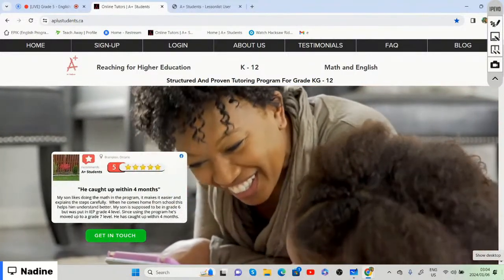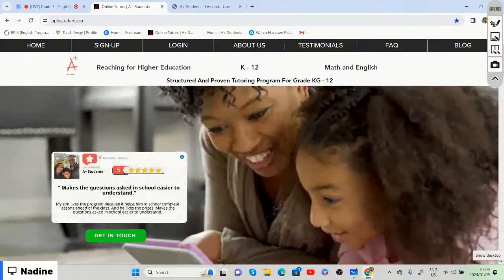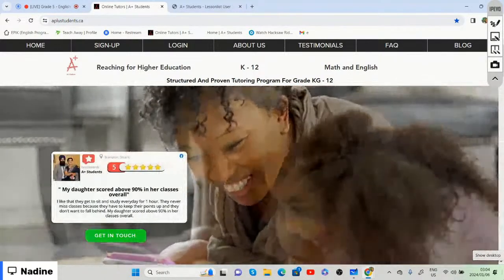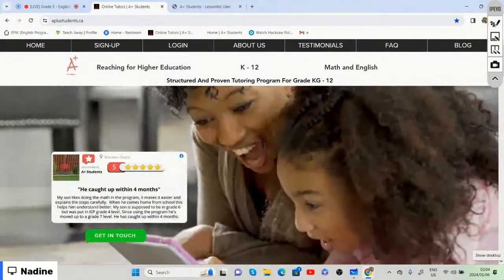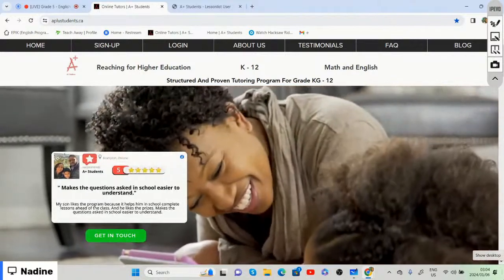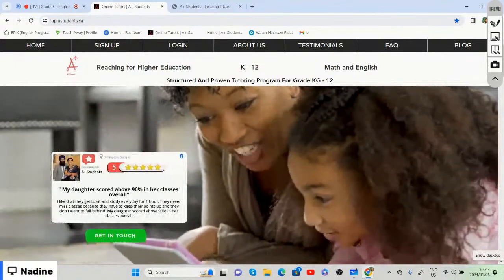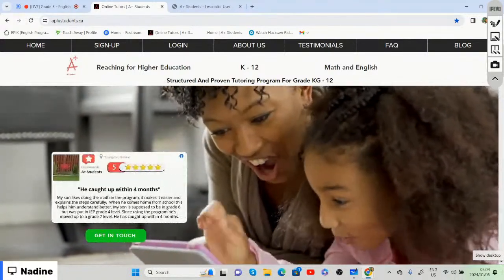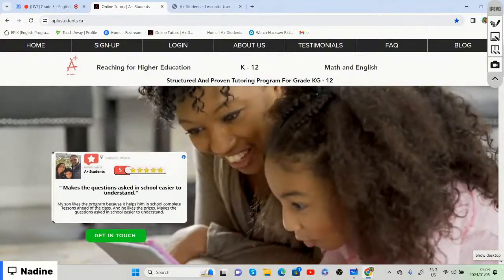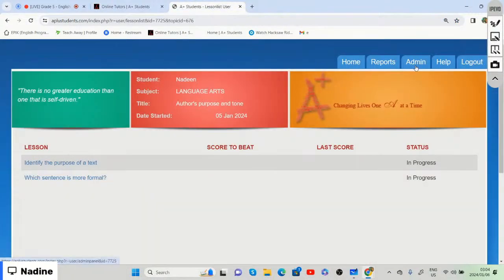Once we've logged on to aplusstudents.ca with our username as well as our password, and then we're going to select the subject of language arts, grade 5. And then once we have selected the subject of language arts, grade 5, we're going to scroll down up until we get to the chapter of author's purpose and tone.